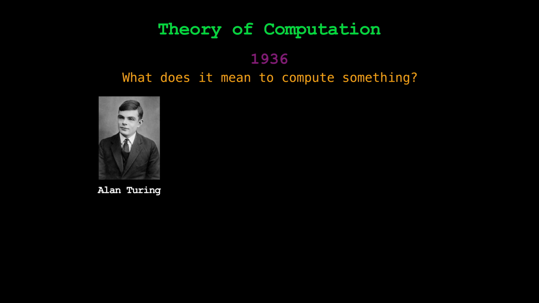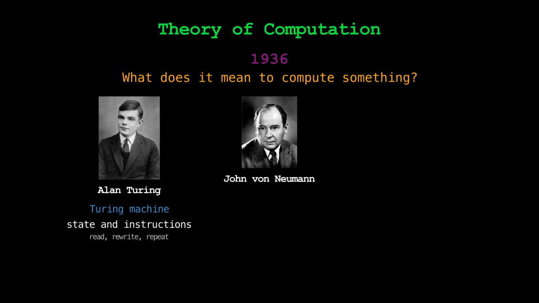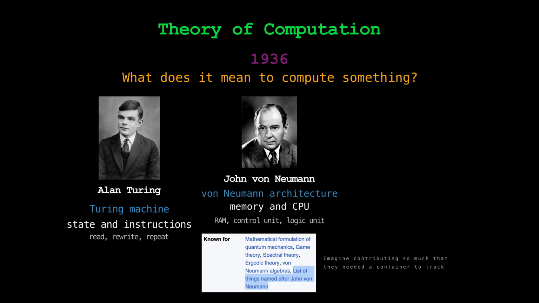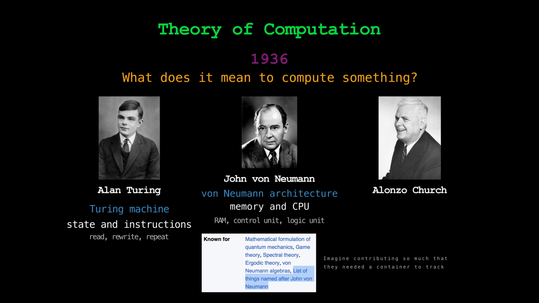Alan Turing's answer was his Turing machine, a device with modifiable state on a tape and a list of instructions that can read and rewrite it. That's the same idea at the heart of the von Neumann architecture, the CPU and memory design inside the device you're using right now. Alonzo Church's answer seemed completely different. His lambda calculus had no mutable state, just variables, function definition, and application.